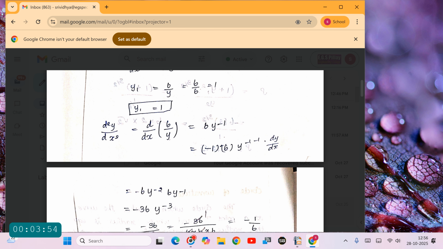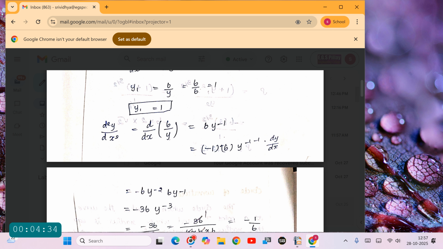Next, we need to find the second derivative y2, that is d square y by dx square. The d square y by dx square can be split as d by dx of dy by dx. Already we found that dy by dx is 6 by y. Before applying the point 3, 6, we have y1 as 6 by y. So d by dx of 6 by y. We need to take the differentiation with respect to x of 6 by y. Before taking the differentiation, we bring y into the numerator, so we get d by dx of 6y inverse.